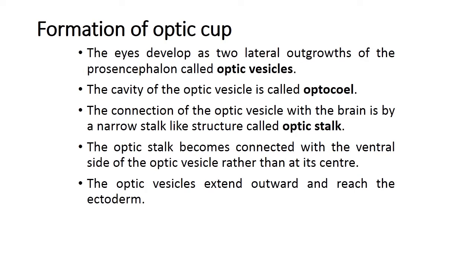Formation of the optic cup. The eyes develop as two lateral outgrowths of the prosencephalon or diencephalon called optic vesicles. The cavity of the optic vesicle is called optocoel. The connection of the optic vesicle with the brain is by a narrow stalk-like structure called the optic stalk. The optic stalk becomes connected with the ventral side of the optic vesicle, and the optic vesicles extend outward and reach the ectoderm.